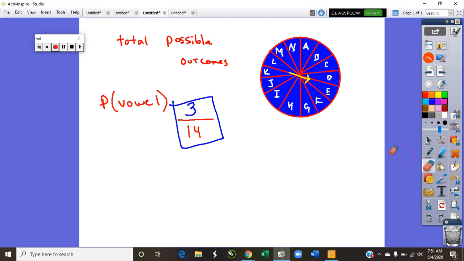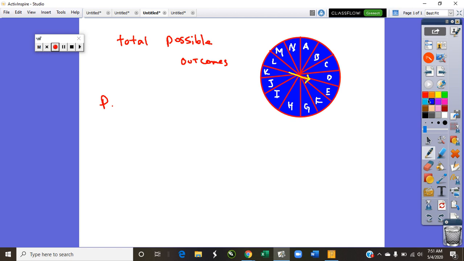Okay. Now, you can also have more than 2 probabilities. What do I mean by that? Well, let's say I wanted you to find the probability of spinning a B, D, or M. Okay? Well, is B okay? Yes. Is D okay? Yes. And is M okay? Yes. How many total possible outcomes are there? Didn't change, did it? It's still 14.